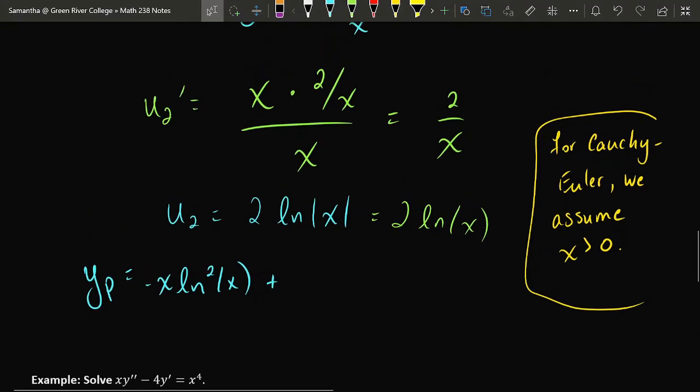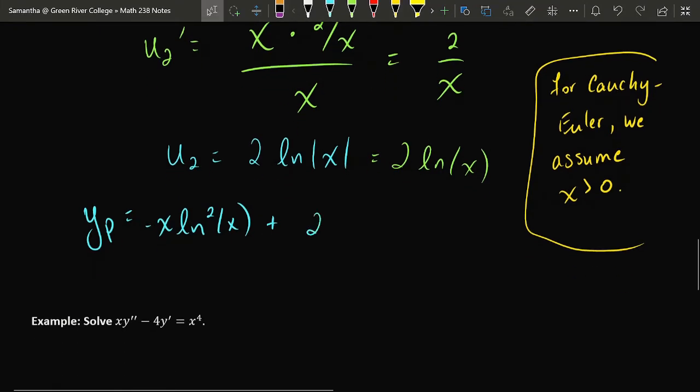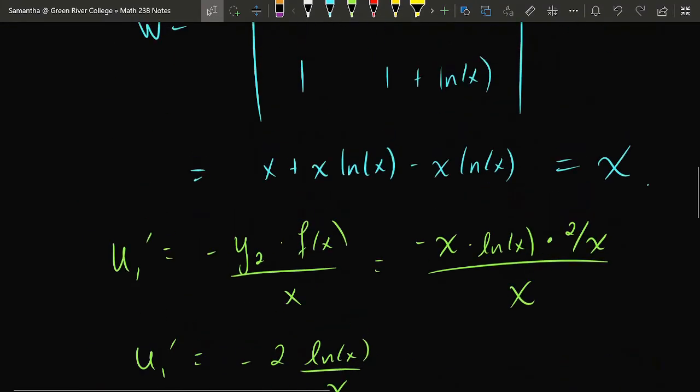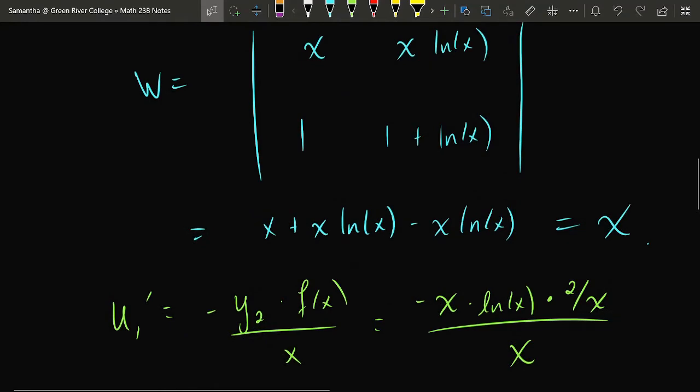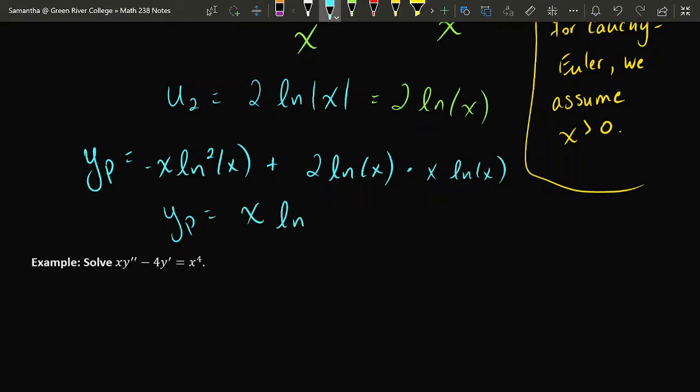which was equal to x, so I'll squeeze it in the front. And then u2, which was 2 natural log x, multiplied by y2, which was x times natural log of x. So this yp can actually be simplified. This can be turned into simply x times natural log squared.